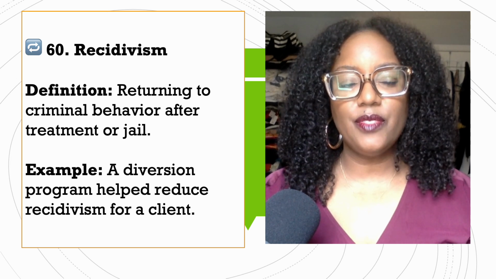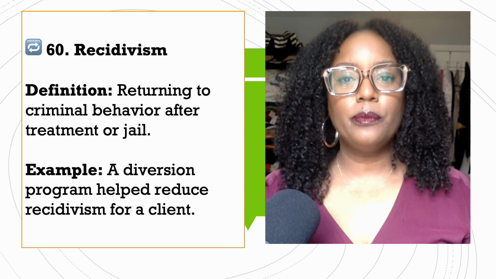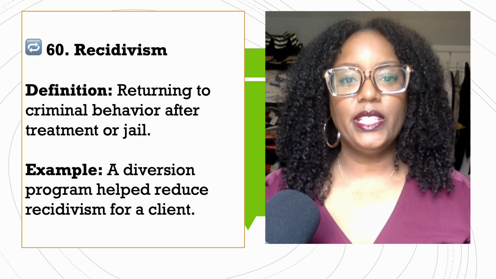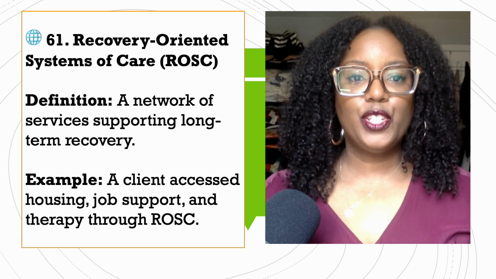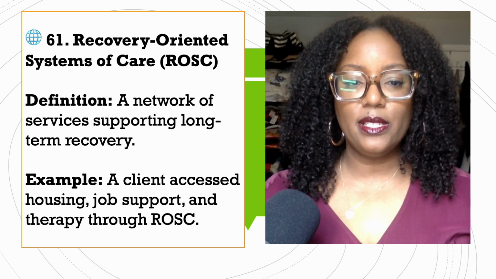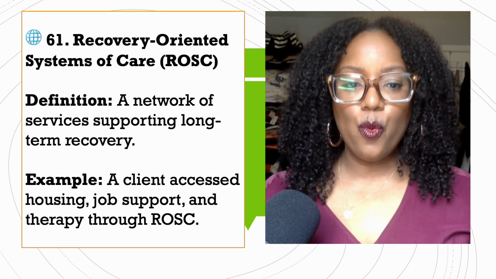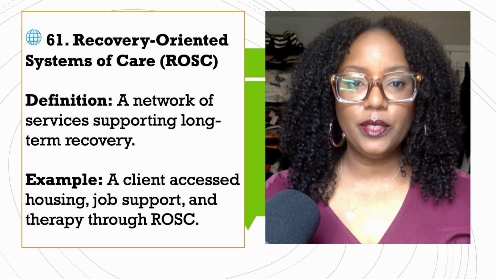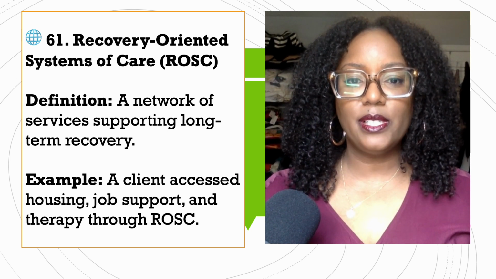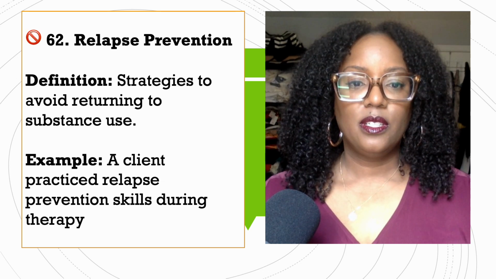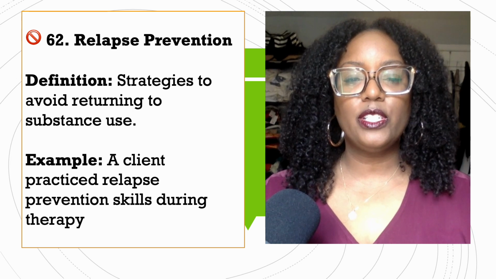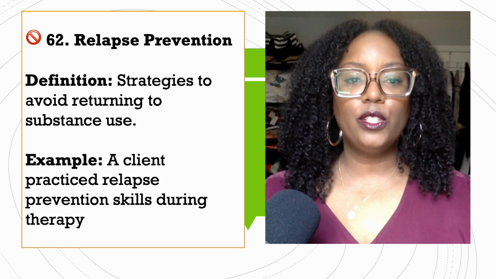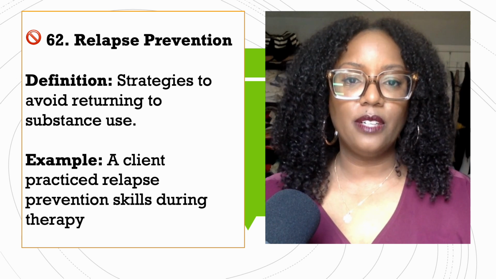Term 60 is recidivism. This is when someone falls back into criminal and harmful behaviors after getting help. Programs like drug court can help break this cycle. Term 61 is recovery-oriented systems of care. This is a network of services supporting long-term recovery. This can include therapy, housing, job help, and more. Term 62 is relapse prevention. These are strategies to avoid returning to substance use. They include knowing triggers, having coping skills, and staying connected to people who support your recovery.